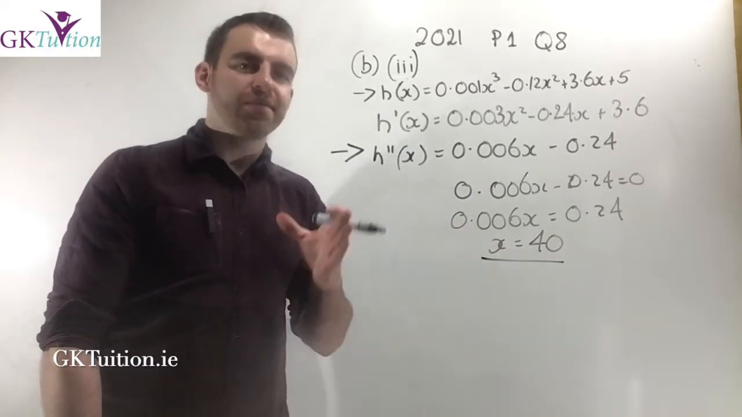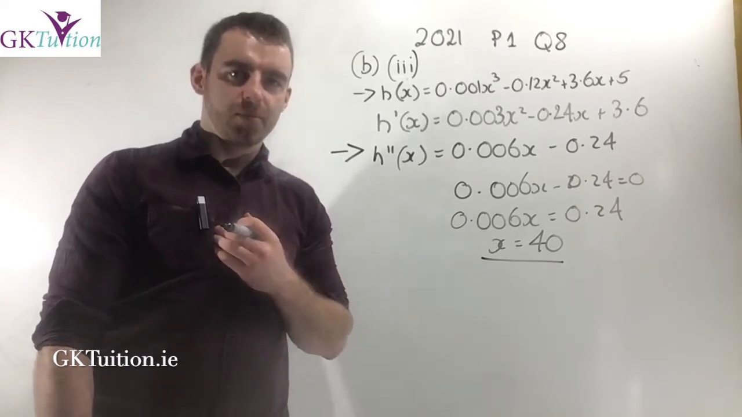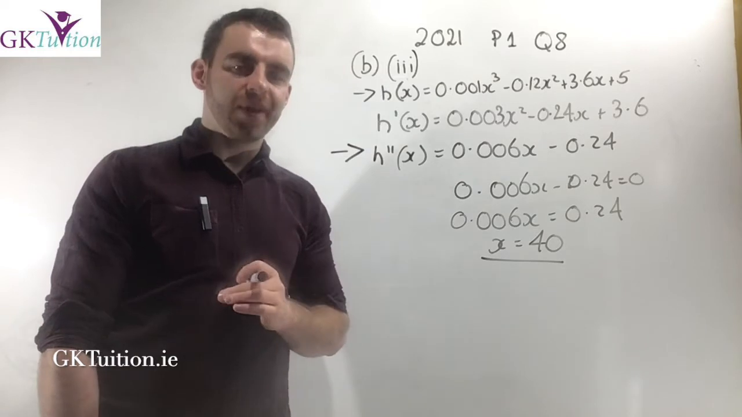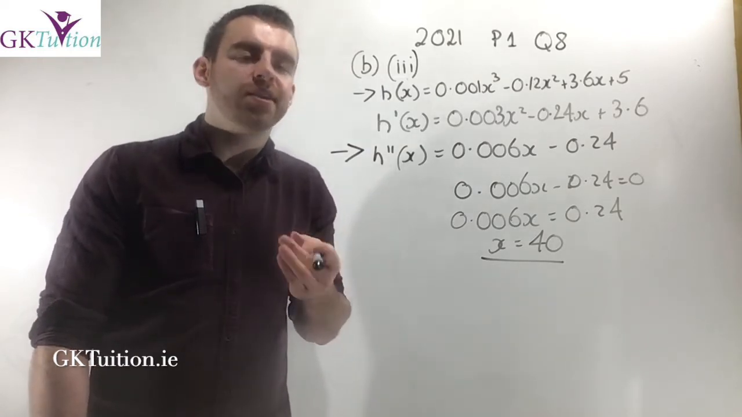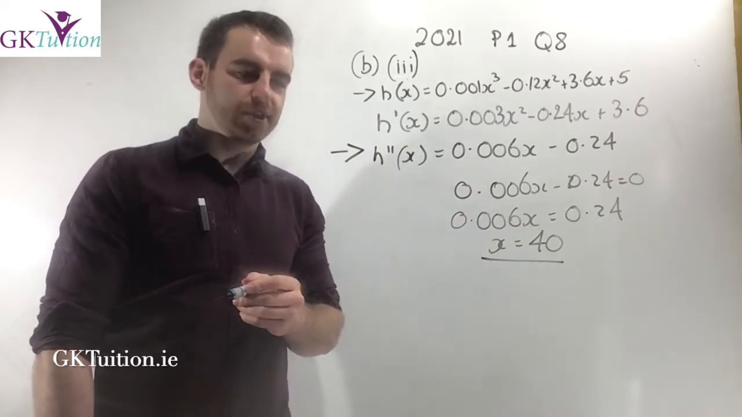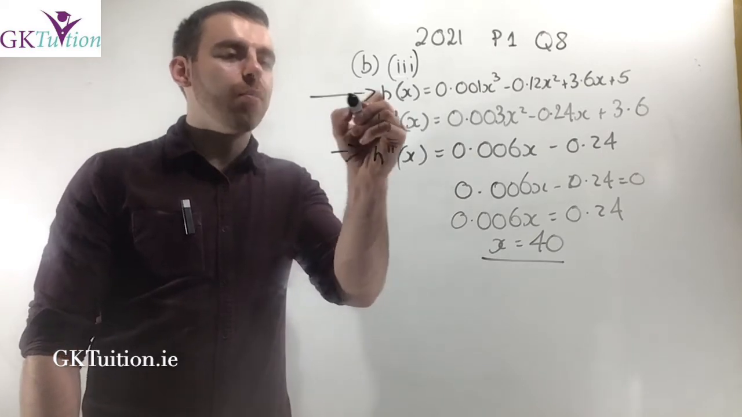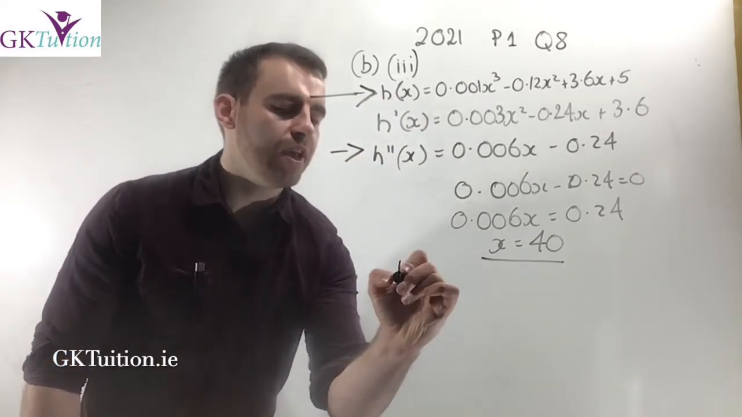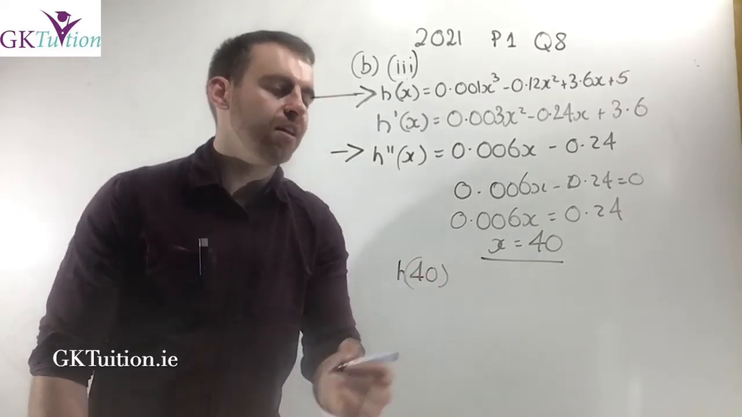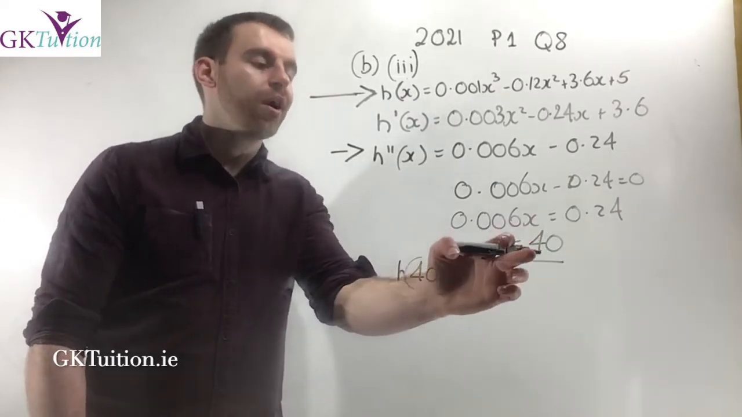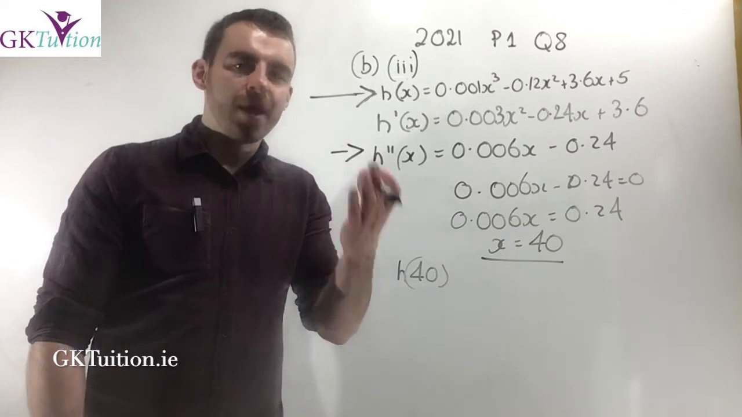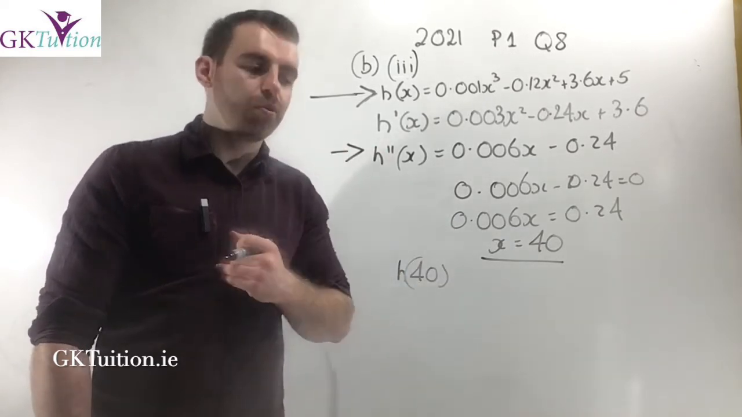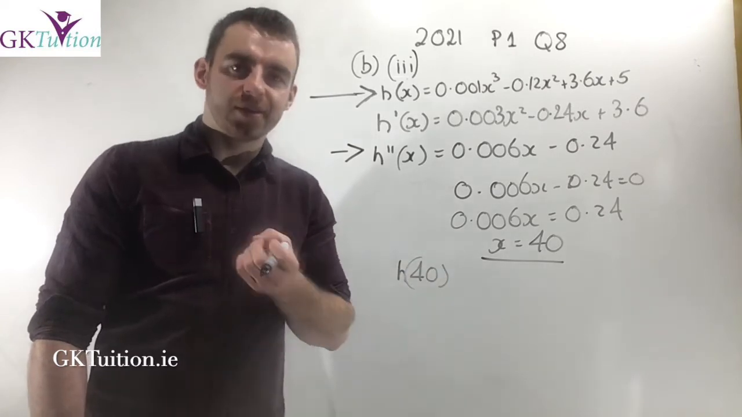However, this time we need to find the corresponding y value. We've been asked for the height above ground at the point of inflection. Or in other words, find the height above ground when x equals 40. To do that, we have to go back to the original function h of x. If I work out what h of 40 is, that'll tell me the corresponding y value at the point of inflection. And remember that we're told that the h of x represents the height. So once we get our y value here, that's our final answer.